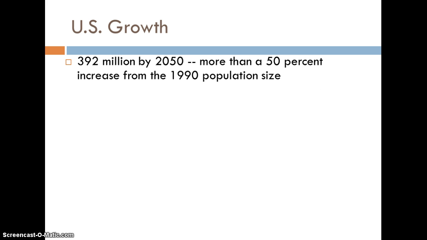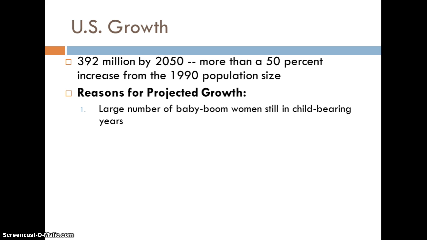When we look at projected growth for the U.S., it's projected for us to have 392 million people by 2050. And that's more than a 50% increase from 1990. Some of the reasons: a large number of the baby boom women are still in childbearing years, and we saw that pattern when we looked at our class age structure diagrams.